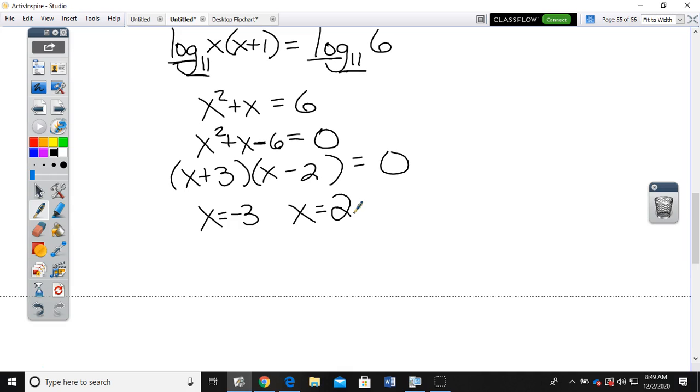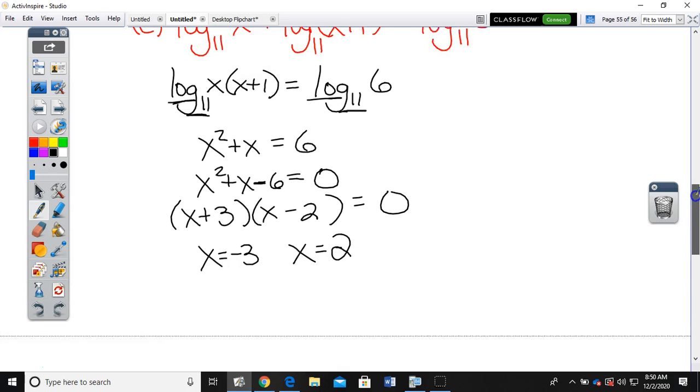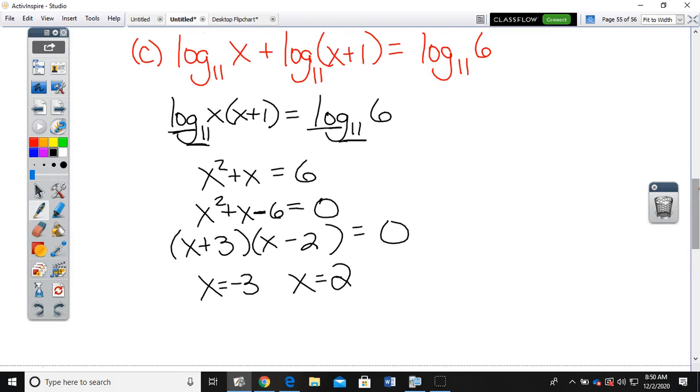All right. Now, when you get two answers, what do we usually have to check? Yeah, because sometimes we get answers that don't work. So if you look at our original problem, I want you to think really hard. If I were to plug in -3 here for x, think about what that's asking us to do. That's asking us to take 11 to some power, and it needs to equal what?